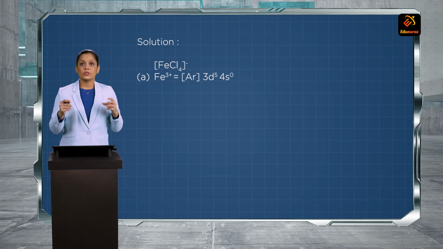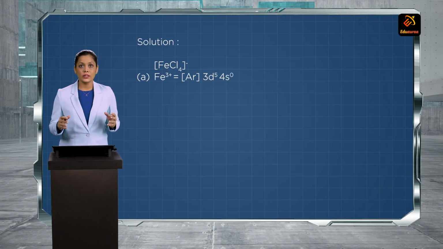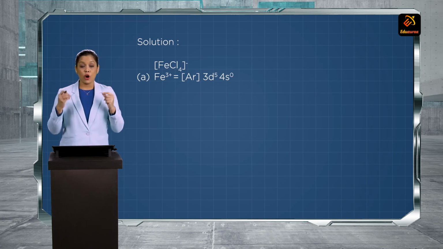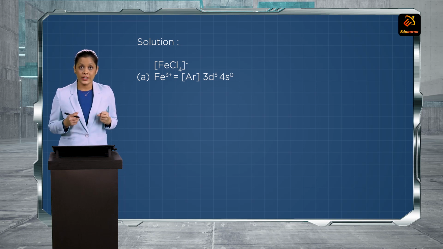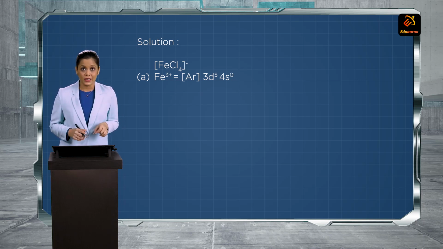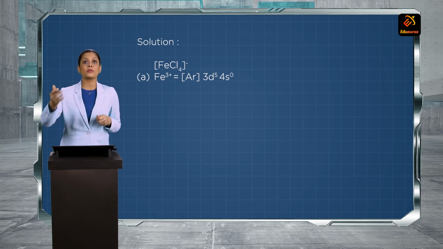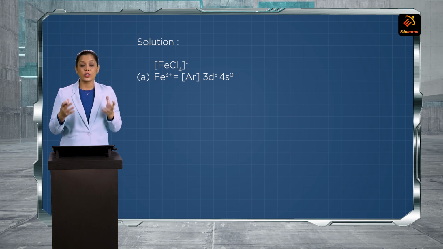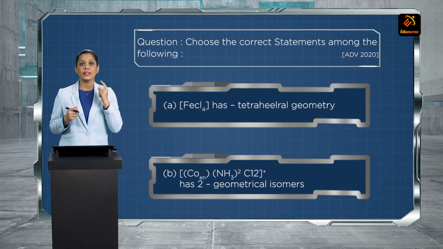Also, the ligand here is the chloride ion. The chloride ion does not cause pairing of electrons, so the d5 electrons remain unpaired. As a result, the geometry here will be tetrahedral since the hybridization will be sp3. That is, the 4s orbital and the 4p orbitals combine together to give you sp3 hybridized orbitals. So students, our first correct option is option A.